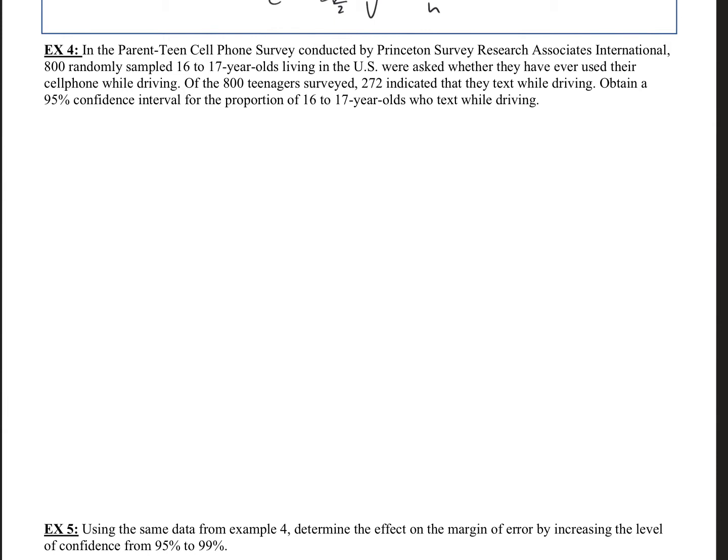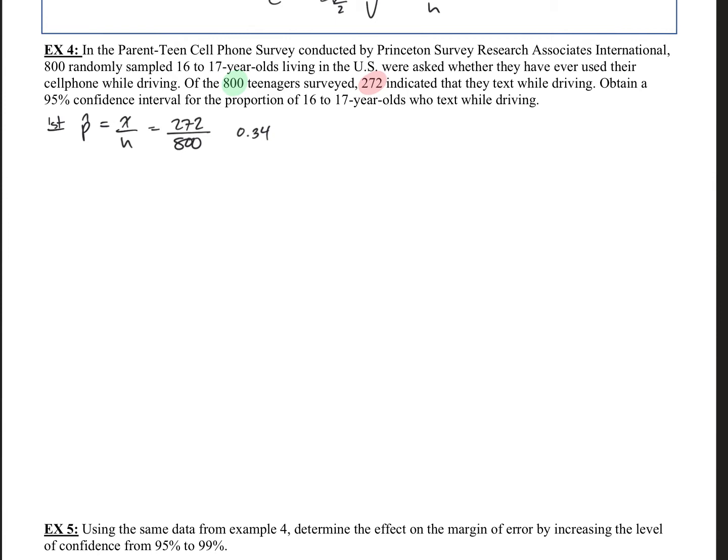So what's the first thing we should do? First, we're going to compute p hat. And p hat is going to equal, remember, x divided by n, where n is our sample size, which was 800, and x is the ones that fit our criteria. So that'll be 272 divided by 800, and that'll come out to about 0.34. Actually, that comes out to exactly 0.34. Let me go ahead and fix that.